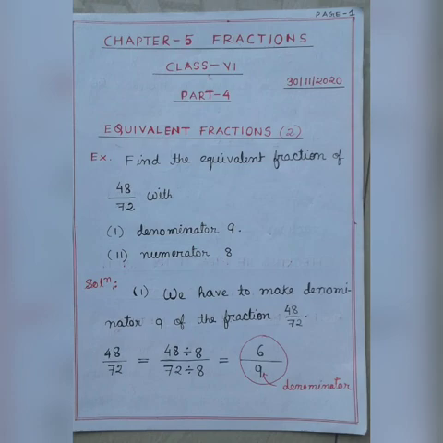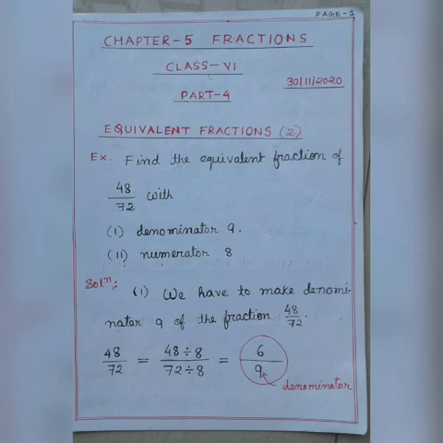72 is denominator. So if we divide 72 by 8, we get 9. As we have divided the denominator by 8, we have to divide the numerator also by 8. So, if we divide 48 by 8 and 72 by 8, we get 6 by 9. So, the equivalent fraction of 48 by 72 with denominator 9 is 6 by 9.